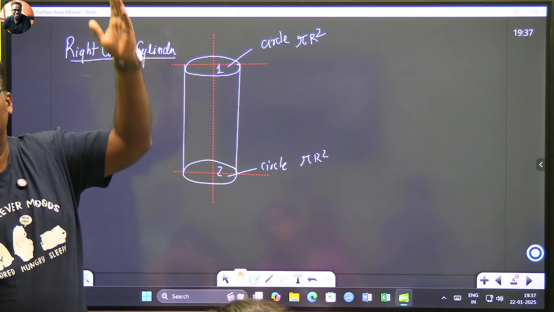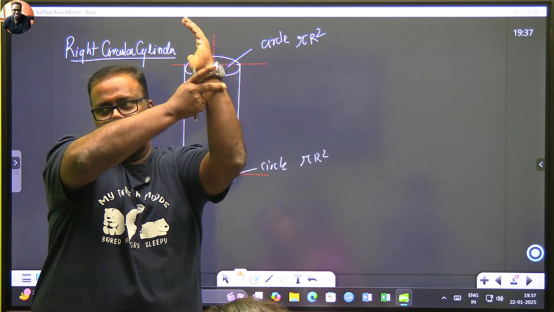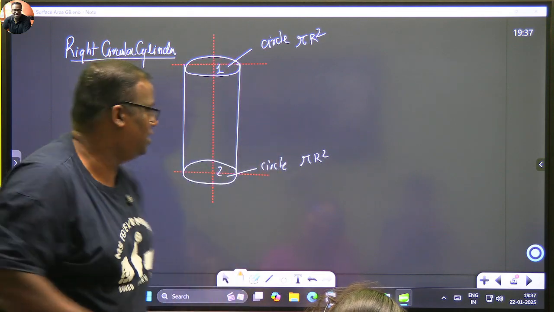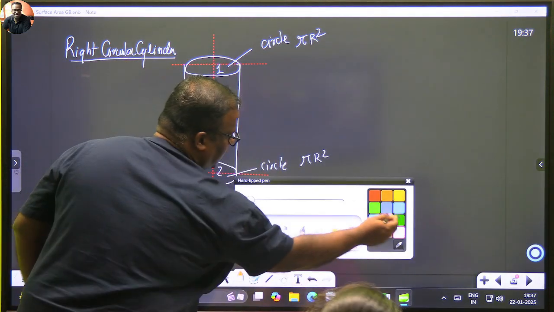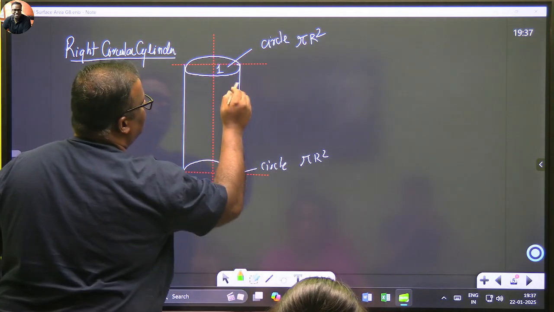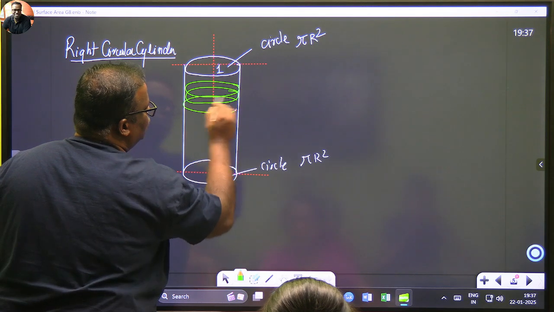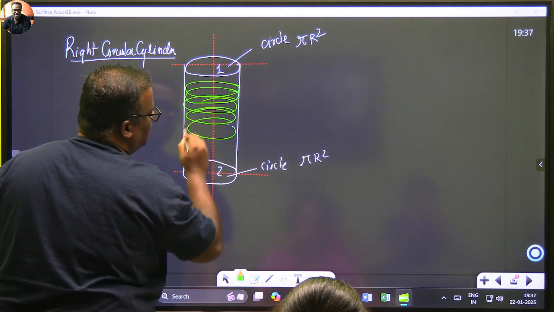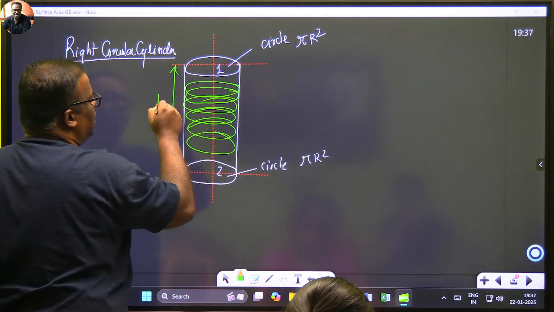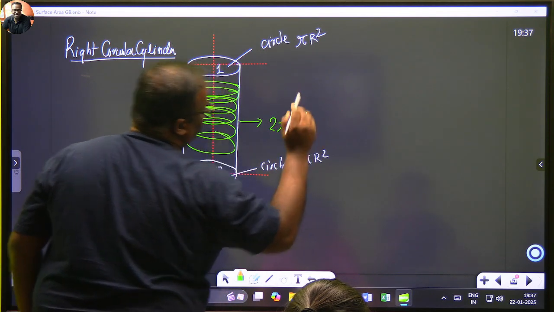Like a bangle, 2 pi r, 2 pi r, 2 pi r. How many 2 pi r's? H number of 2 pi r's. So what do we get here? Girls, you should understand this very nicely. One bangle 2 pi r, another bangle 2 pi r, and so on. How many 2 pi r's? H numbers of 2 pi r. So this portion is going to give me 2 pi rh.